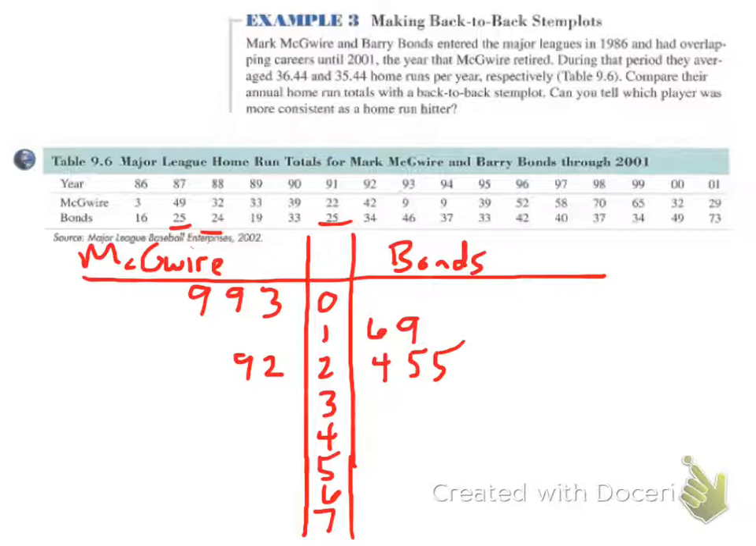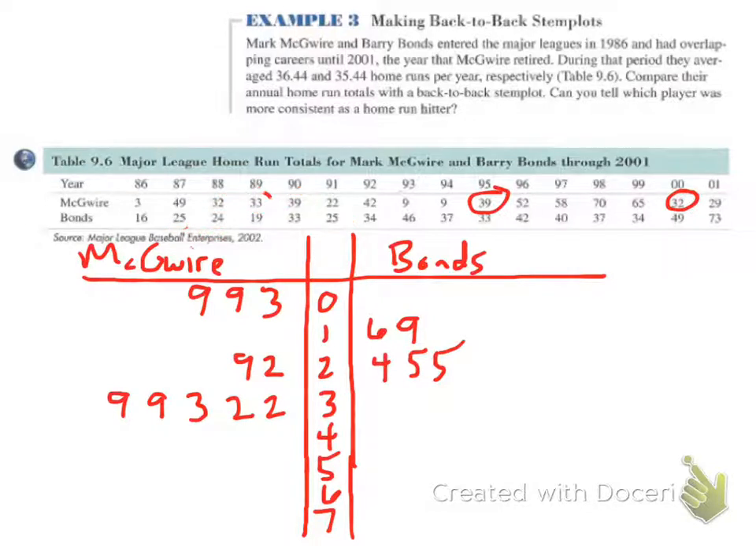30s. Okay, McGwire's got a bunch. 32, 33, 39, 39, 32. So 2's the smallest number, so we'll put 2 first. Actually, it goes twice because it shows up twice, and then a 33, and then 2 39s.